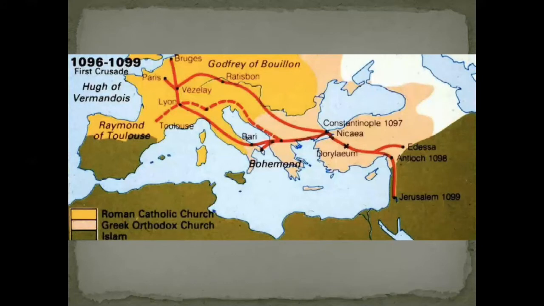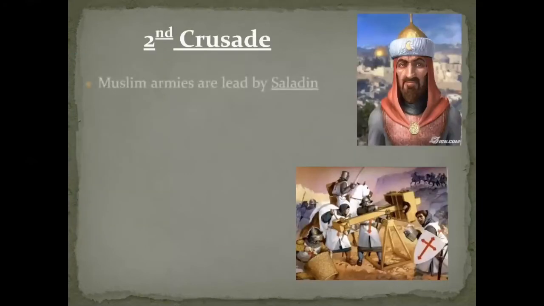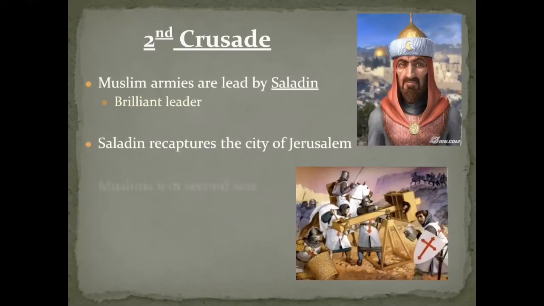So this is another look at remembering our Orthodox Church and how that played a role in the rise of the nation state of Russia. But we see in the colors the territories that were of Roman Catholic, Greek Orthodox, or Islam religious sects. And then leading into the Second Crusade, here we are with Saladin. Muslim armies are led by him, who was a brilliant leader and was a true test to Pope Urban II's speech, really tested him and challenged him, and recaptures the city of Jerusalem, leading to Muslims winning the Second War.